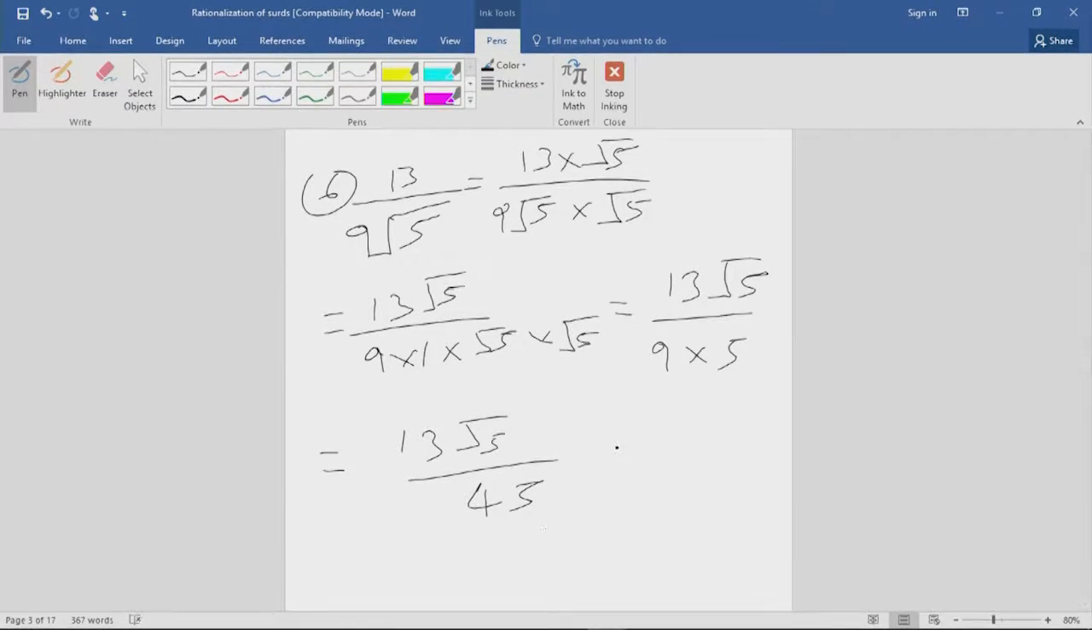Can we further simplify this one? No. There are no common values for both 13 and 45. So therefore, we end up leaving it as that.